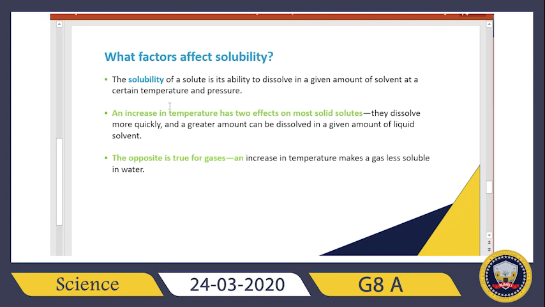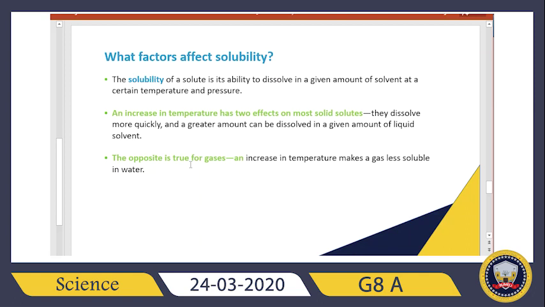So it can be changed by temperature for solid solutes. Okay, if we are trying to dissolve solids like sugar, we can increase the temperature and it will cause a greater amount of solute to be dissolved. Okay, but this is important and you are using it every day actually: if you are trying to dissolve a gas inside a liquid, you should decrease the temperature, not increase. You should keep it cold.